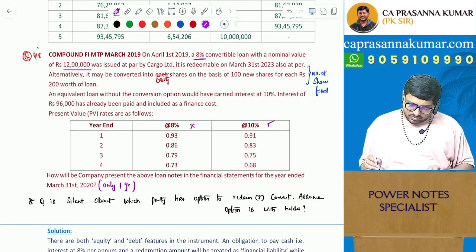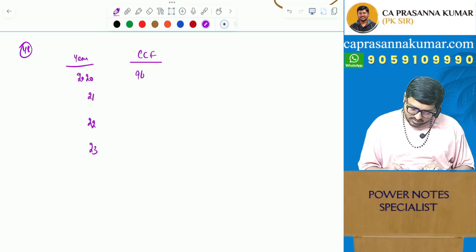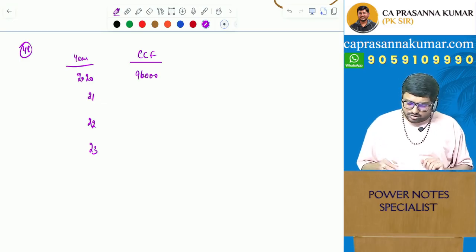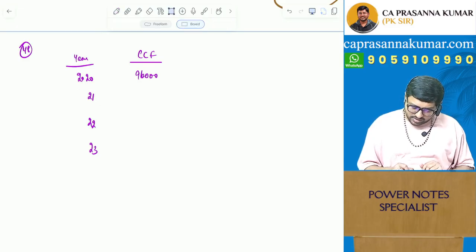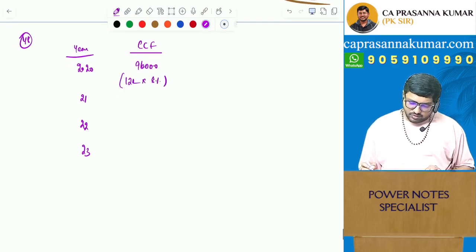So this will be 96,000 interest. It is given in the question only. But anyways, I just need to show it because in examination also you have to show the calculation. So you put that 12 lakhs into 8%. Got it? That will be our cash flows.